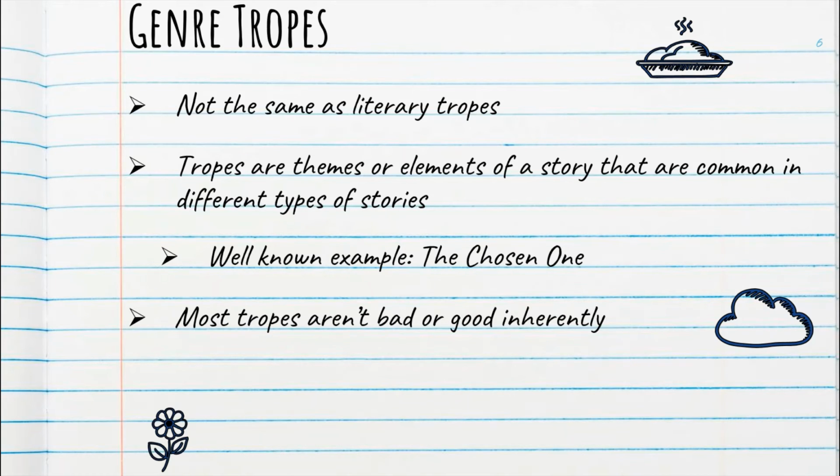Now, most tropes aren't bad or good inherently. Sometimes people will talk about tropes in a negative way, but honestly, tropes by themselves are not bad. They're just themes. They're just aspects of your story. But they can be done very badly. All right? And we generally think of bad tropes as cliches. All right? They're things that are done over and over and over again to the point that it's almost insulting to the reader that you continue to use them.